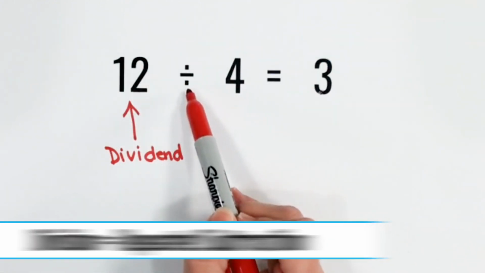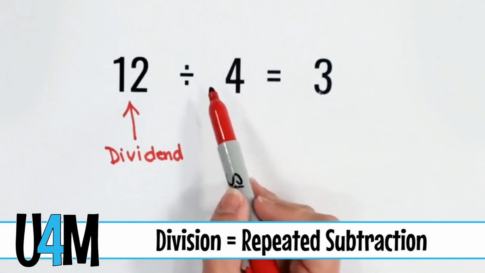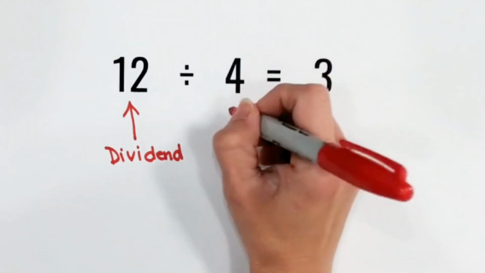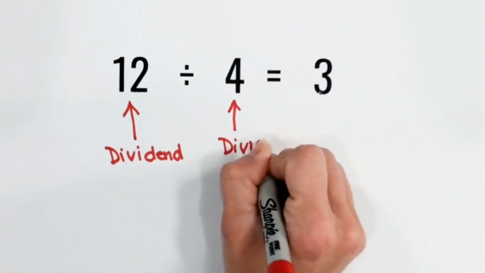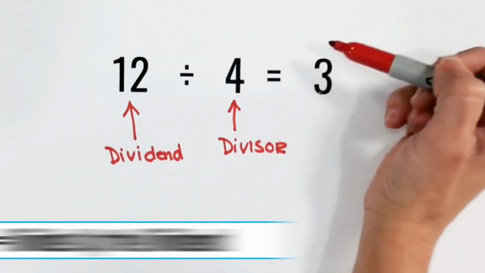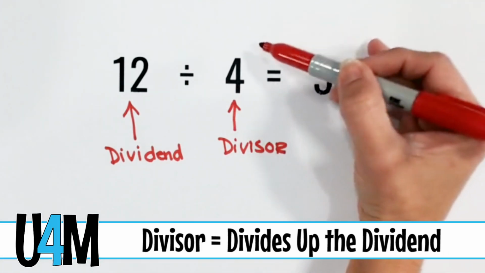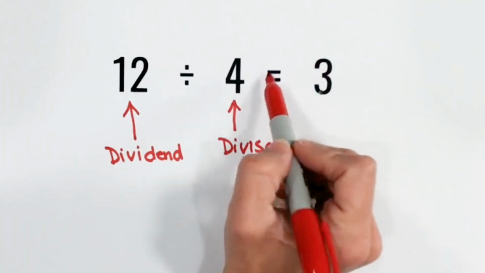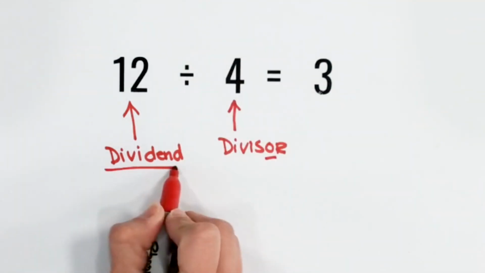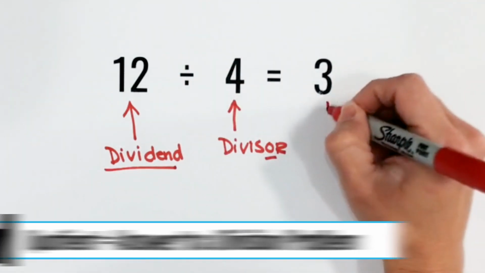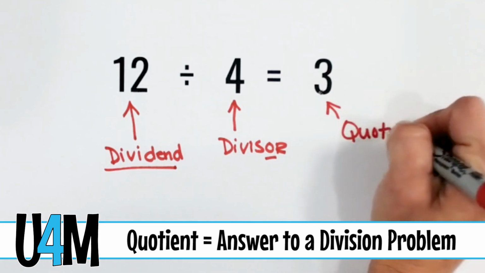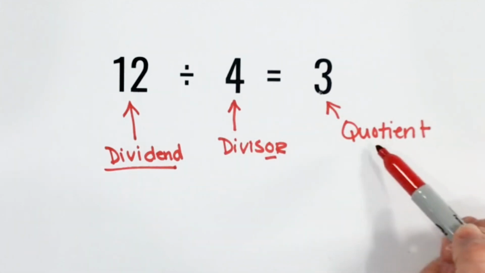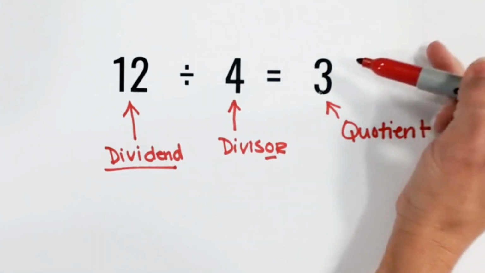Then we have our division sign, which is related to subtraction, because remember that division is really like repeated subtraction. Then we have this 4, and this is the divisor. I like to explain this to students as like a baker or a lawyer. He's the divisor. It's his job to divide up the dividend. He has to split them up. And at the end, our answer is really called our quotient. It's a lot different than these words, but I continuously say quotient in my classroom so that students know that that's the answer to a division problem.